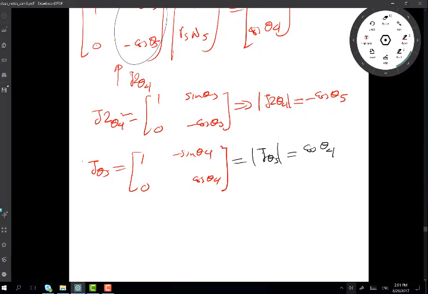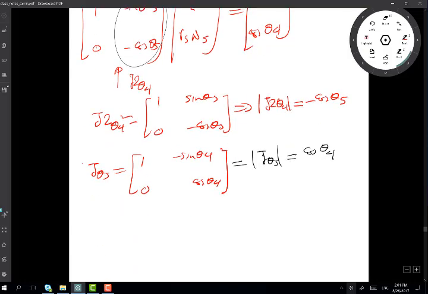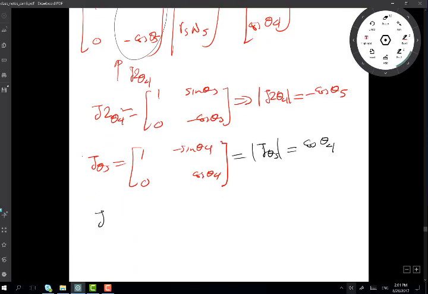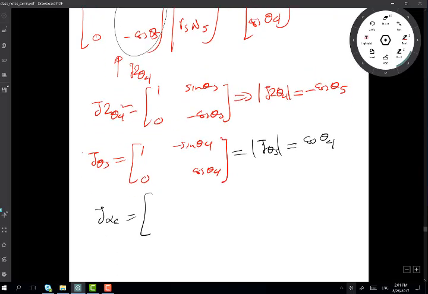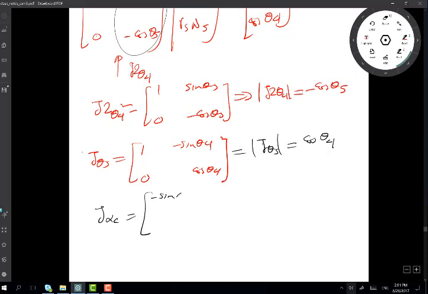So now, what if I want to find... I have a third Jacobian, JXC. I replace the first column by the column on the right hand side. So I have minus sine theta 4, and here I have cosine theta 4, and here I have sine theta 5, minus cosine theta 5.